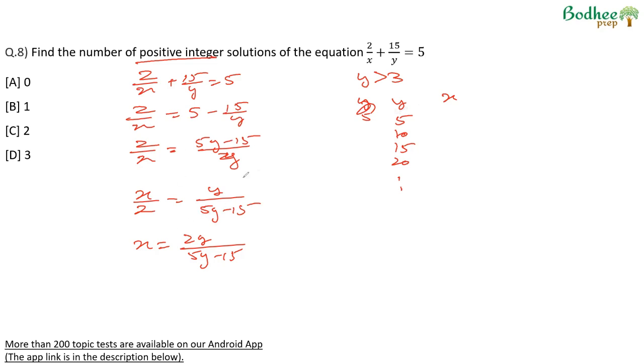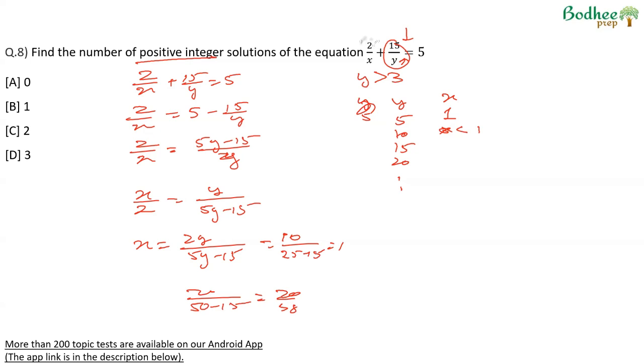If you put y as 5, we'll get 2 5s are 10 upon 25 minus 15, which is 1. If you put y as 10, we'll get 20 upon 50 minus 15, 20 upon 35, which is not integral, less than 1, not a positive integral. Similarly, for all other values, if we look at this, if y increases, this entire sum will decrease.